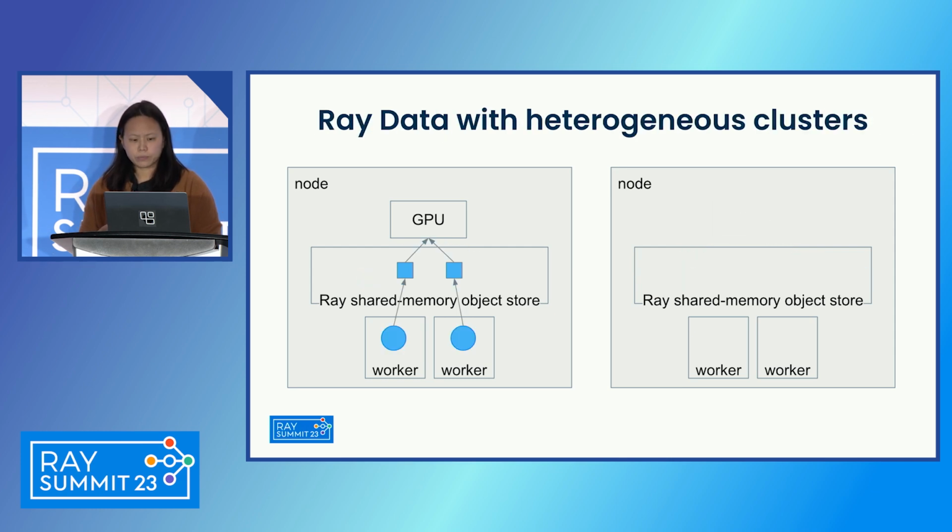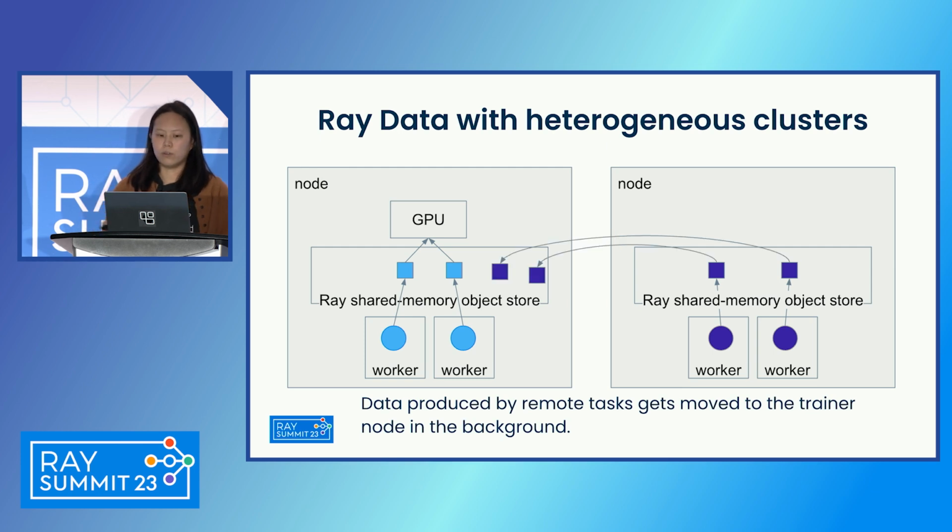And then finally, the last thing I'll show is how we can use Ray Data to scale out with heterogeneous clusters. This is again the same setup as before, but now there's no GPU on the second node. So what we can do is still execute on the CPUs on this node, and then transfer this data over to the GPU node in the background as the training continues.